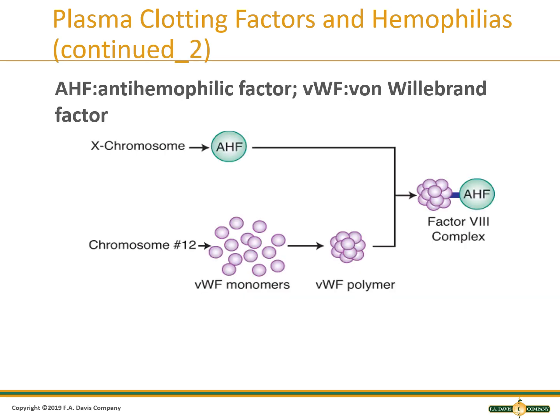Here you can see a diagram of the factor VIII complex, where you have the anti-hemophilic factor that comes from the X chromosome with the von Willebrand factor monomers that become a polymer, and those two things are conjoined here. You can see where the AHF and the von Willebrand factor form a unit, and that's the factor VIII complex.